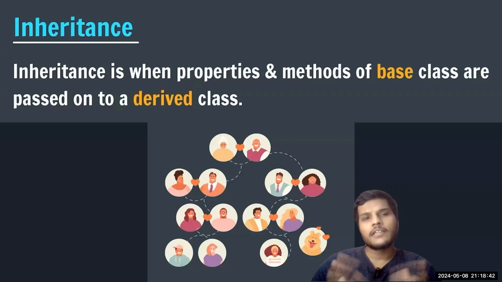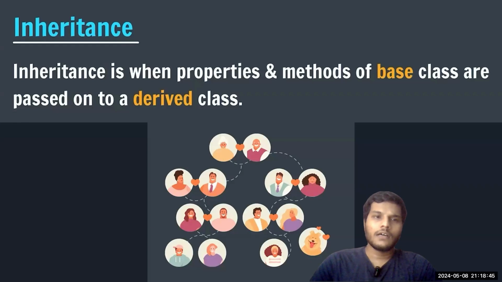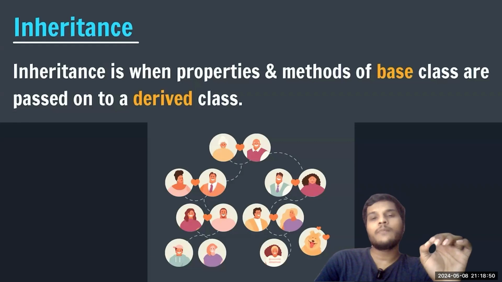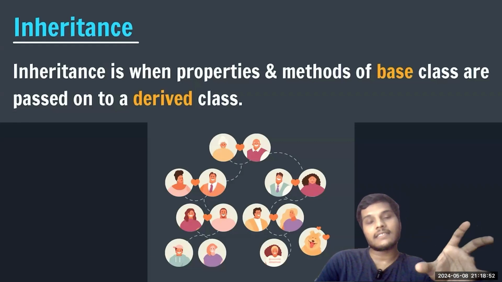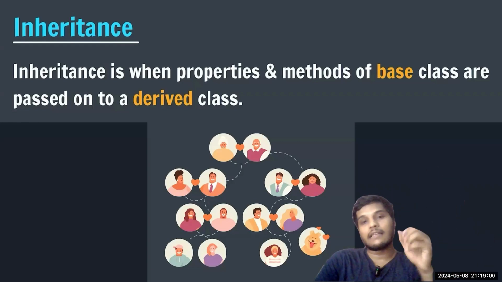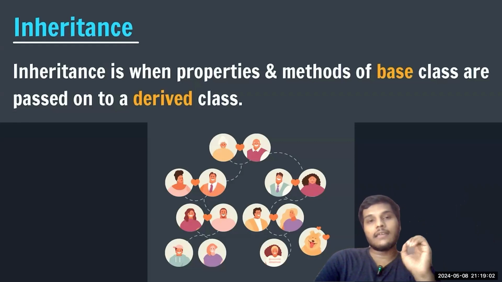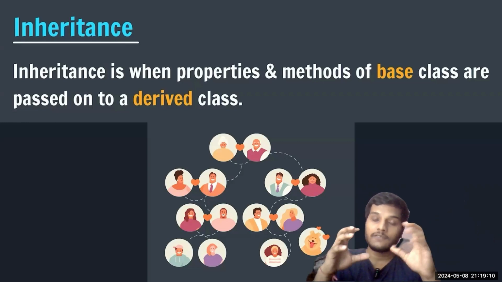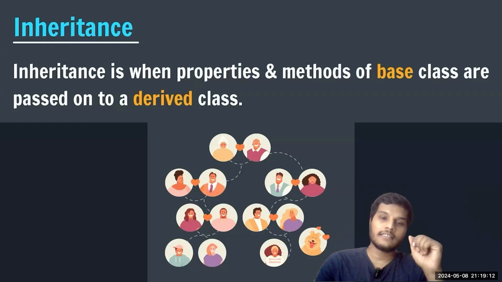Now let's talk about inheritance, the major pillar of object-oriented programming. What is inheritance? Inheritance is when properties and methods of a base class are passed on to a derived class. Properties and methods of the base class, meaning the parent class, are passed to the child class. It's just like how we inherit traits from our parents and grandparents. Similarly, classes can also inherit attributes and methods from their parent classes. This is inheritance.